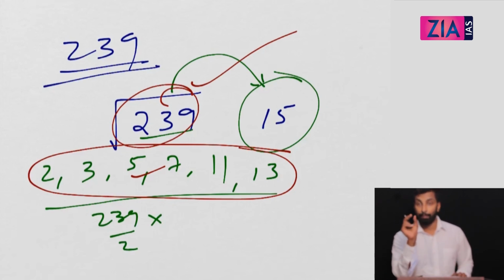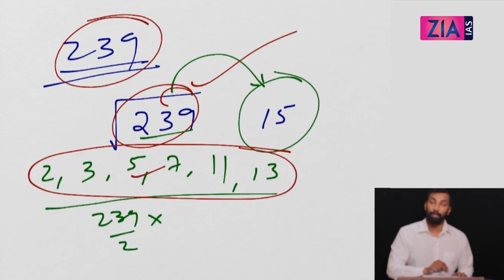So if you need to check a number is prime or not, take approximate root of it and see the prime numbers till that number and start dividing. Okay, if you can divide with any of the number, that's not a prime number because it's a factor. That's why you can divide. If you cannot divide with any of the prime numbers, the given number is a prime number. So that is 239 is a prime number.